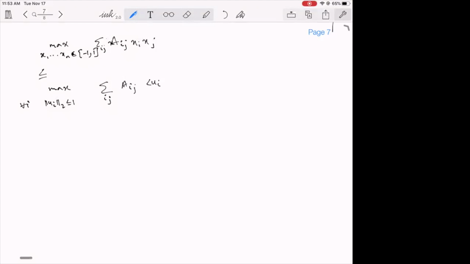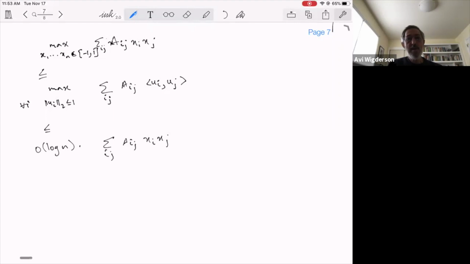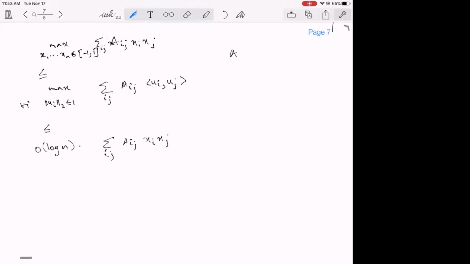Aij ui inner product uj is less than or equal to order log n times the same summation ij aij xi xj. N initially denotes the size of A, right? A is an n by n matrix. Yeah, A belongs to R n cross n and is symmetric, let's say, for simplicity.